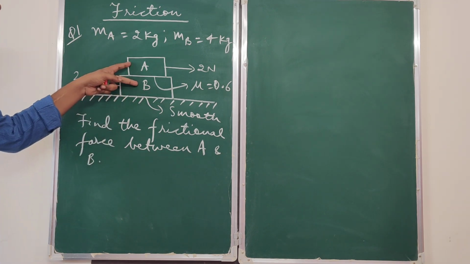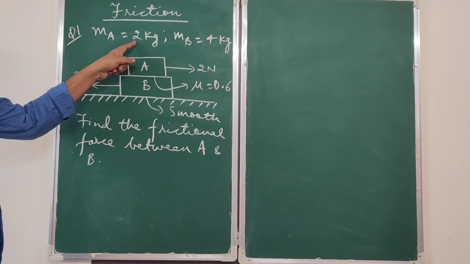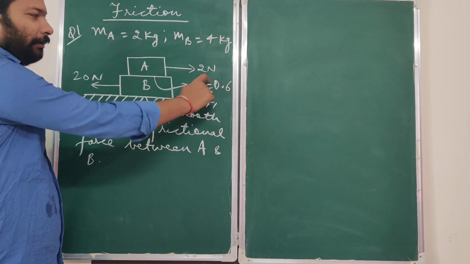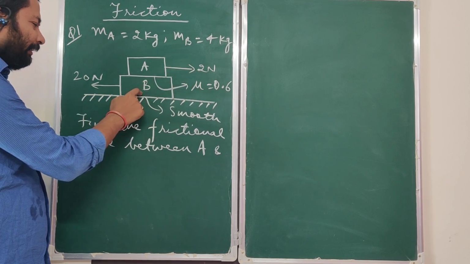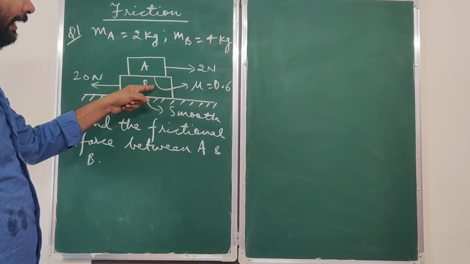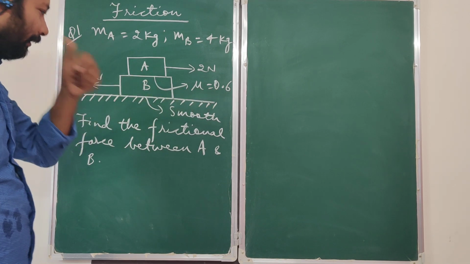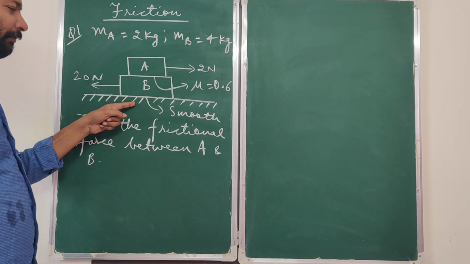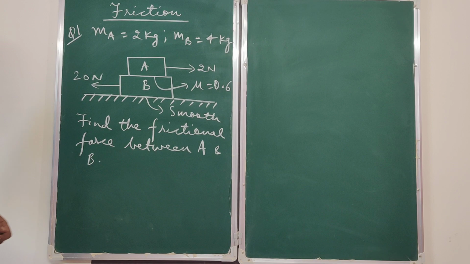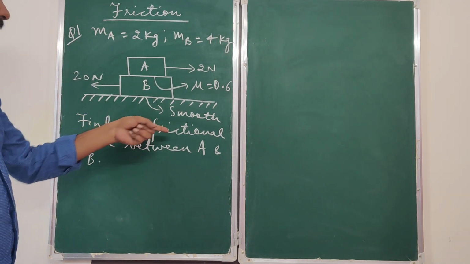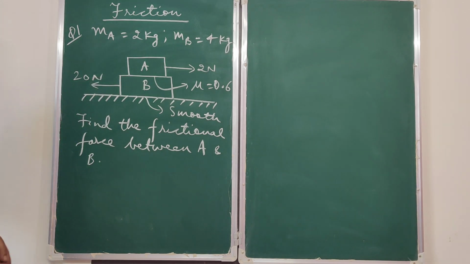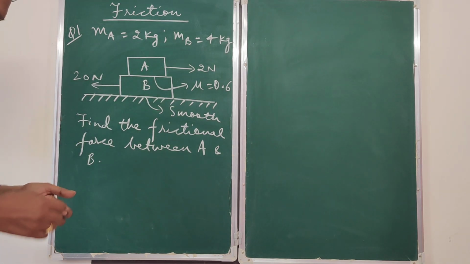There are two blocks A and B. A is having mass of 2 kg, B is having mass of 4 kg. On block A we are applying a force of 2 Newton. On block B we are applying a force of 20 Newton. The coefficient of friction between A and B is given as 0.6. Between B and this horizontal surface, there is no friction. This surface is smooth. So it has been asked to find out the frictional force which will act between A and B. The frictional force which is going to act between A and B.